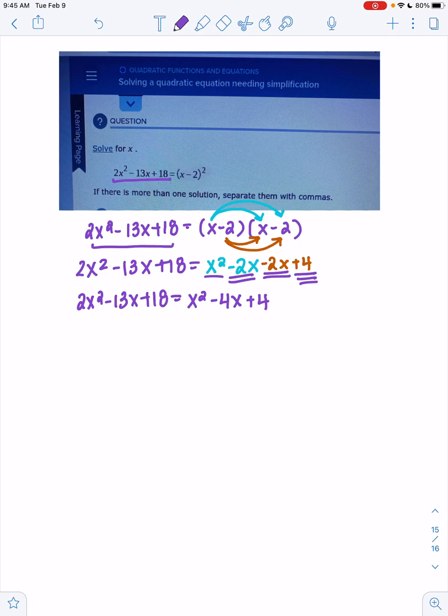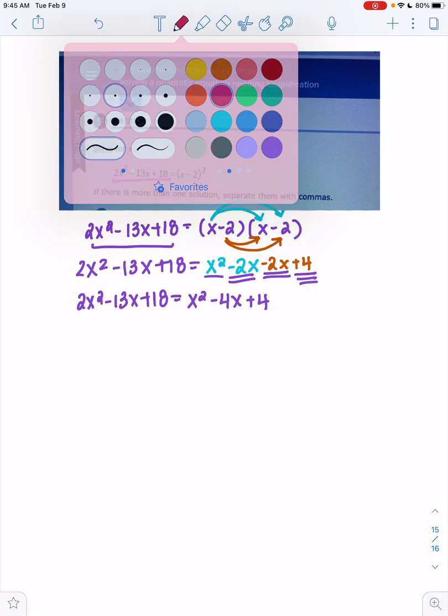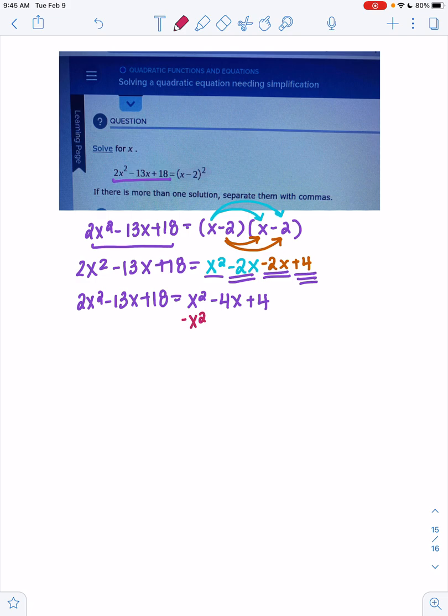We want to bring everything over to the left side. For example, I want to bring over the x squared. I'm going to minus x squared from both sides. Okay, so now I'll have x squared minus 13x plus 18 equals negative 4x plus 4. Remember, when we're trying to solve a quadratic equation, we need it to say equals 0. It doesn't say that yet, right?